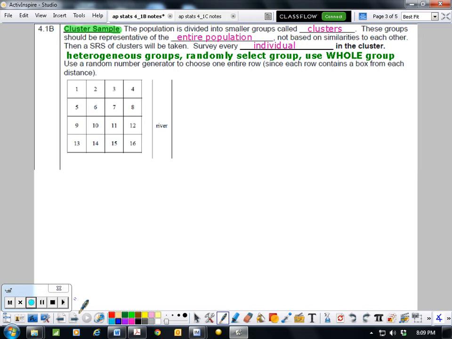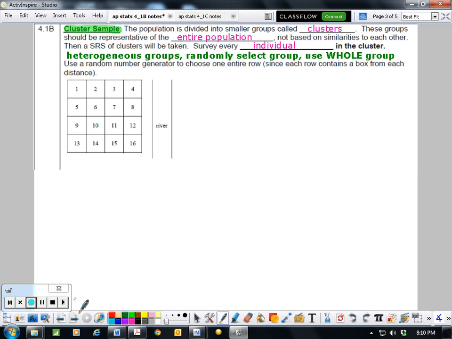So you may take a look at, sometimes counties can be really similar in a state. And so then you can take a look at, well, instead of surveying the entire state, I'm just going to look at one of the counties that's similar to that. So then you randomly pick a county and you interview everyone or survey everyone in that county.